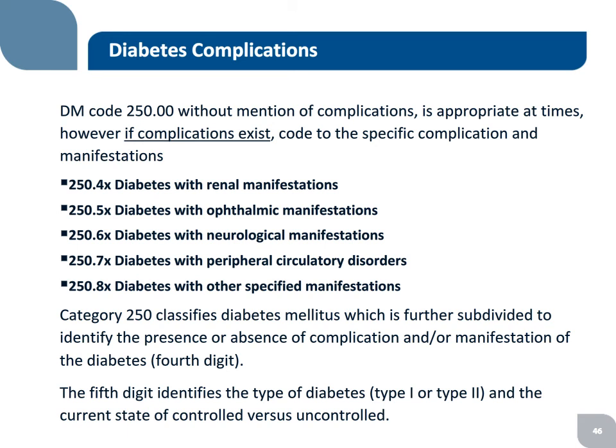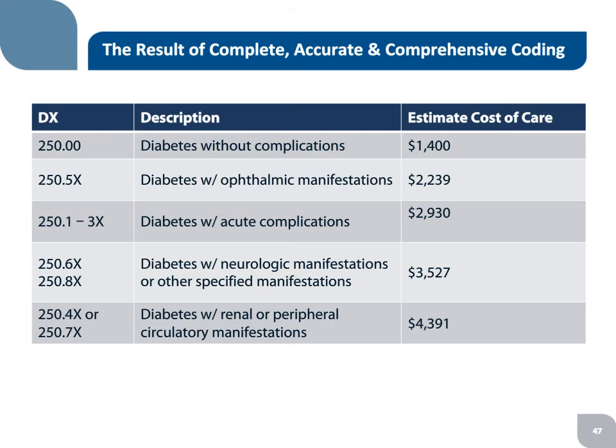Here's a list of some of the complications: the renal, ophthalmic, neurologic. They used to be in a hierarchy based on the different types, but remember this year they changed that, and it's only whether you have uncomplicated diabetes, diabetes with a chronic complication, or an acute, same values. And the fourth digit is a driving factor, and the fifth digit tells us whether they're type 1, type 2, controlled, or uncontrolled.